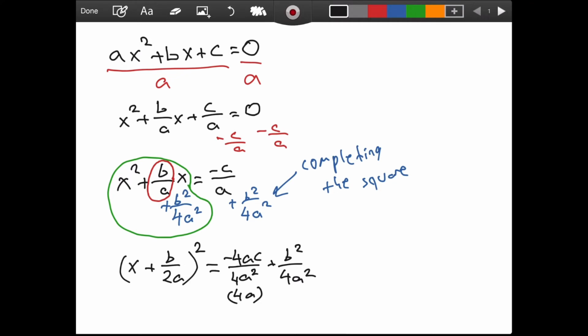So since we have the same denominator, we can add them. We can add them to arrive at this b squared minus 4ac.